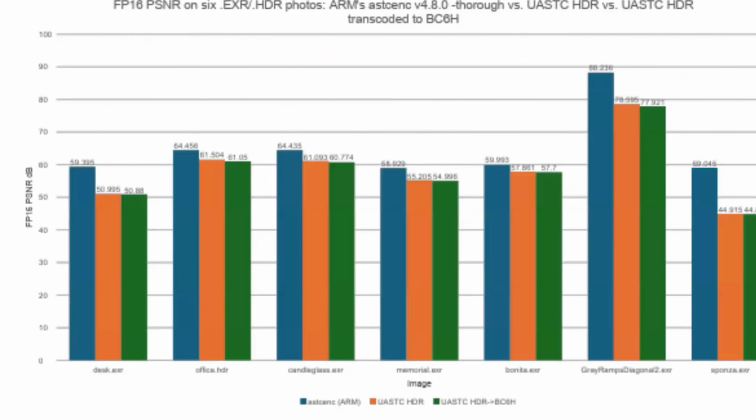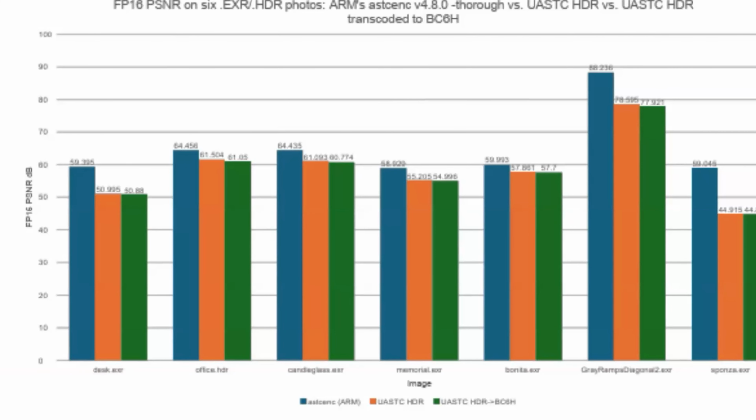Okay, so here's some quality graphs. What we did is we chose a bunch of fairly well-known true high dynamic range photos, and we encoded them with ARM's astcenc with its thorough setting. So this is the highest quality ARM's encoder is capable of. It's the highest quality ASTC is probably going to get, more or less. And then we also encode these images with our encoder, and we also transcode from ASTC HDR to BC6H using our transcoder, and that's in green.